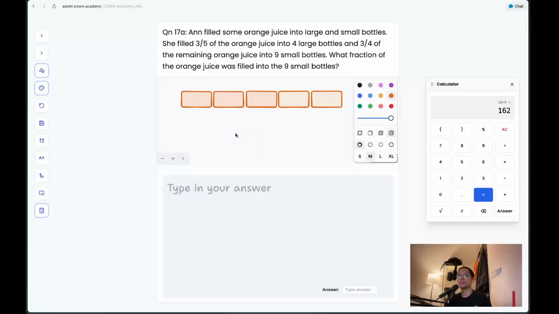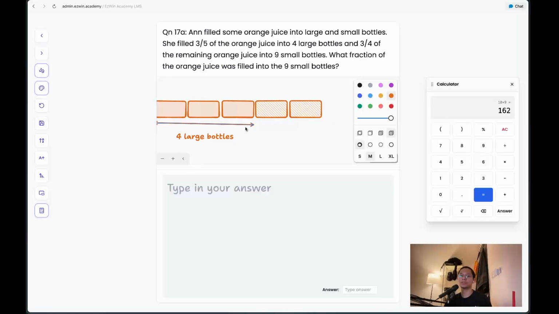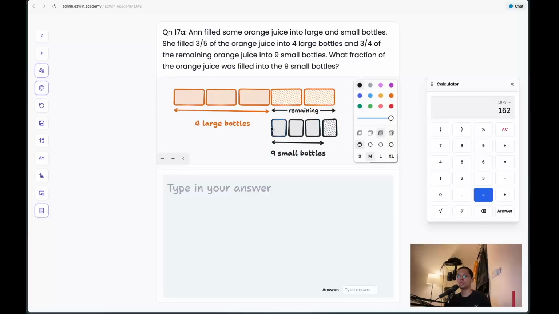So what I'm going to do is draw a model. She filled 3/5 of the orange juice into 4 large bottles. So 3/5, and then I'm going to draw this arrow. So 4 large bottles, and then 3/4 of the remaining orange juice into 9 small bottles. So it looks something like this. So the 9 small bottles is 3/4 of the remaining. So the remaining is 2 units.